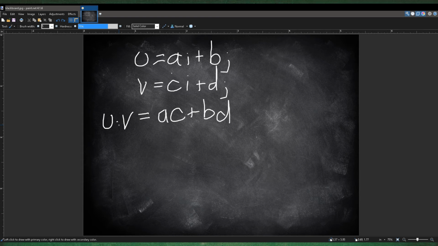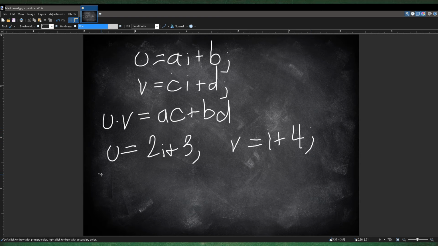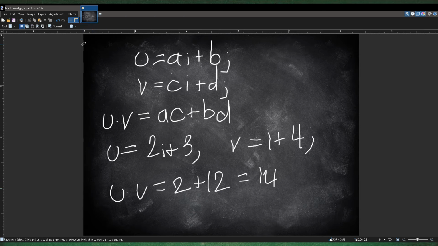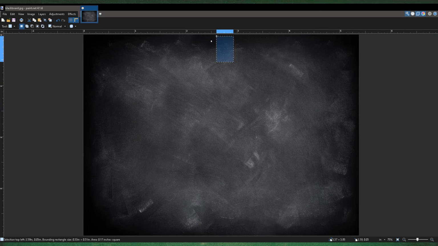So for example, let's say u is equal to 2i plus 3j, and v is equal to i plus 4j. Then u dot v is the same thing as 2 times 1, which is 2, and 3 times 4, which is 12. So the dot product of vectors u and v is 14. That is the general idea for dot products, how to multiply two vectors. It seems strange because now there's no i's and j's. It's just going to be some kind of number.